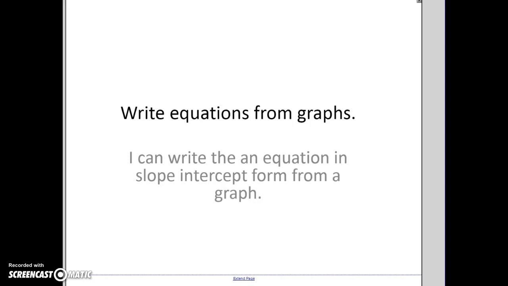In this video, we are going to talk about writing equations from graphs. Our learning target: I can write the equation in slope-intercept form from a graph. I notice that I got an extra word in my learning target, so let's get rid of that extra word. We are going to use the slope and the y-intercept to write an equation of the line when we already have a graphed line.